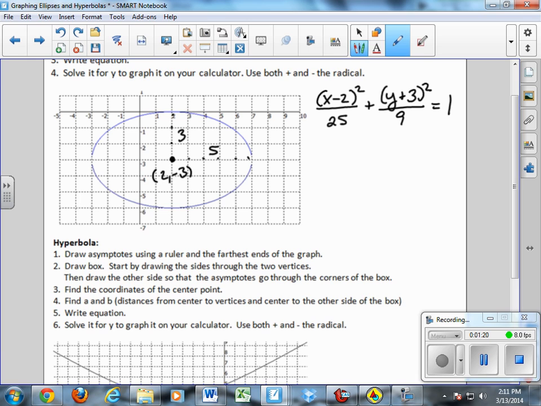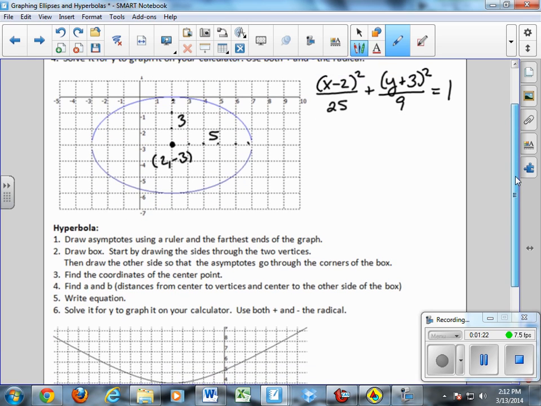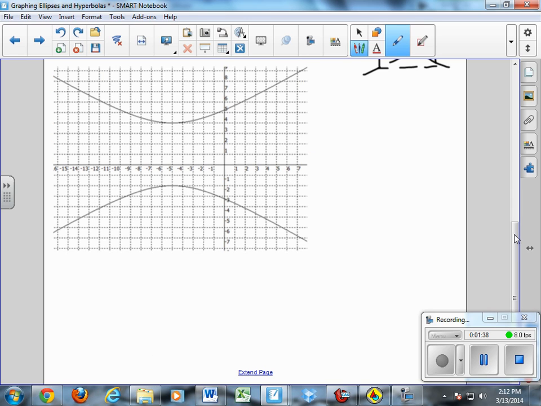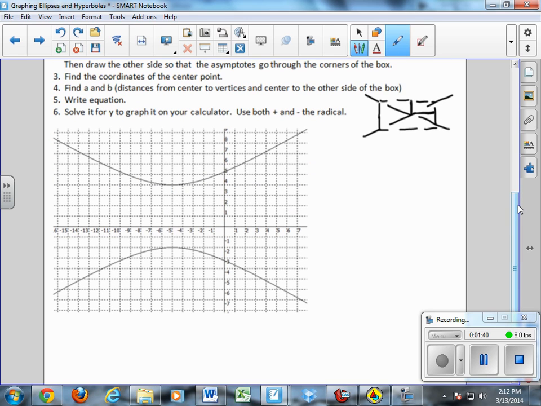The hyperbola is a little trickier. If we go to the hyperbola, you had to know the dimensions. Remember, we made a little box and we had asymptotes, and the way we determined our x and y direction was from the box. Well, we don't have a box here, so we have to create our own box. So what I'm going to do is find the center first, and I can see the center is right here. It looks like the center is (-5, 1).